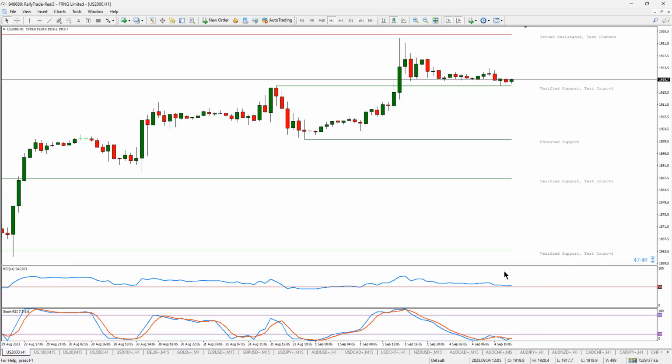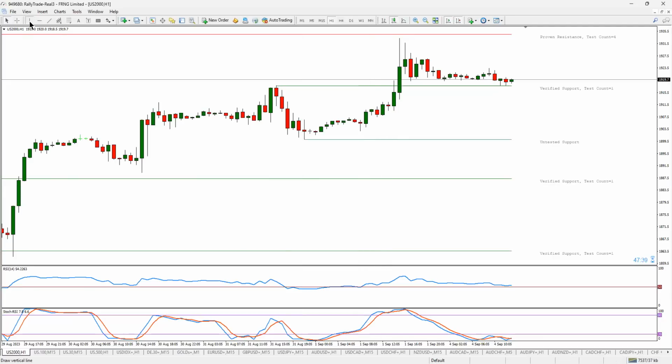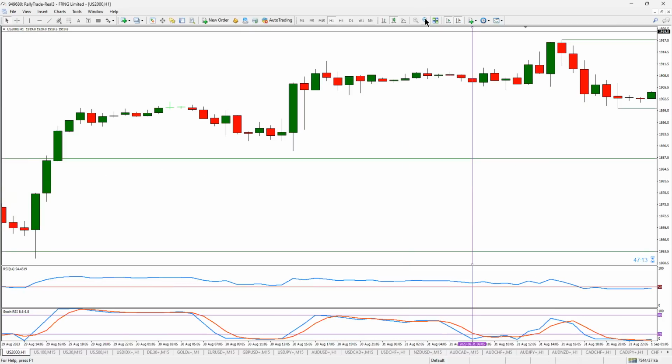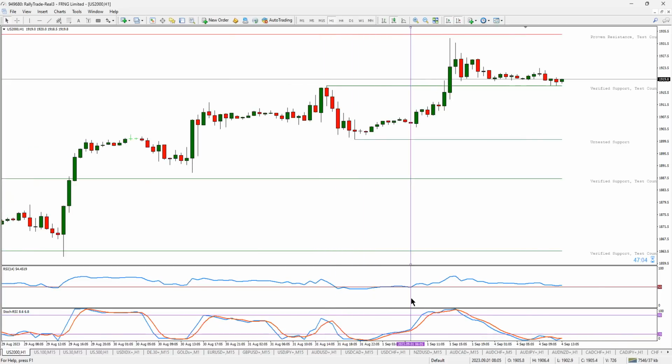So on my RSI, if I take this cross here and put it somewhere here, sorry, let me take this out. I put it somewhere here. I think it's even somewhere probably down here as well. Yeah, I think somewhere around here is where the RSI went above 50, or you can choose here.